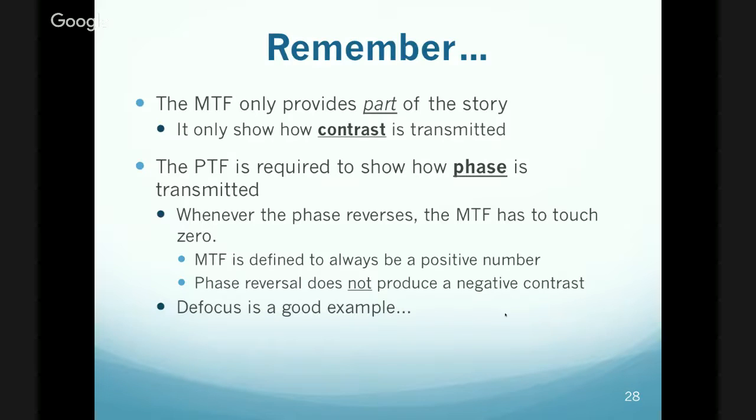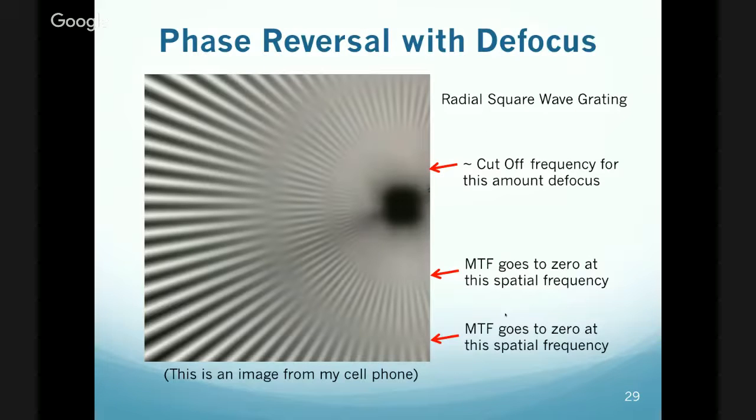And defocus is a good example. I took my cell phone out, and I got on my computer, and I quickly made a radial grating using my drawing program. And I just went out and took a picture with my cell phone, and I had to muck around a little bit to get it to go out of focus. But you can see here where the MTF goes to 0.